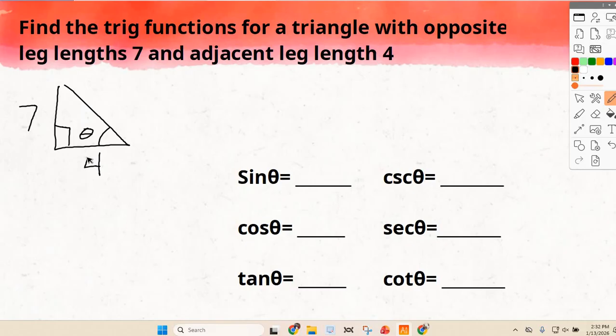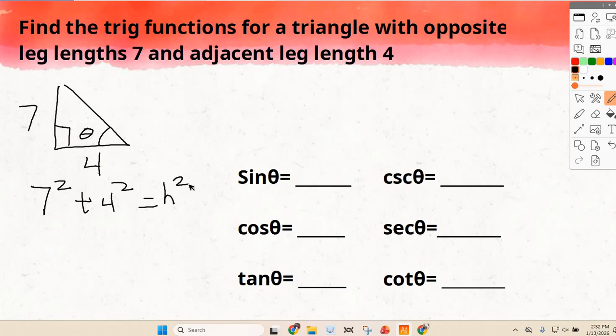So it does not matter how you draw the picture, you just have to draw it accurately based on what the instructions say. So what else do we have to find in order to find our trig functions? And what can I use to find that? The Pythagorean theorem, which says that I have a squared, which is 7, plus b squared, which is 4, equals h squared.